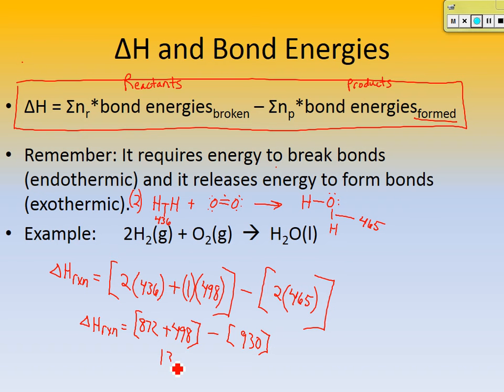I'm getting 1370 minus 930. Okay, so 1370 minus 930. And the delta H for this reaction is going to be 440. 440 what? Yeah, if you'll notice on your table, it lists those values in kilojoules.